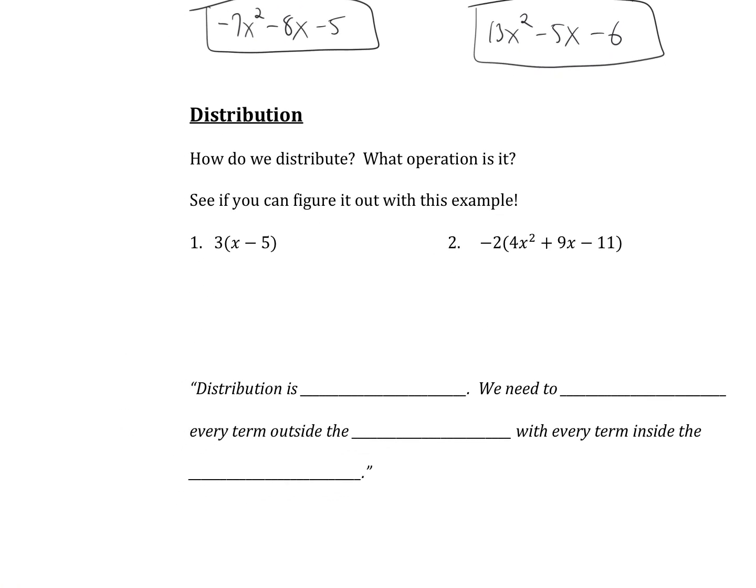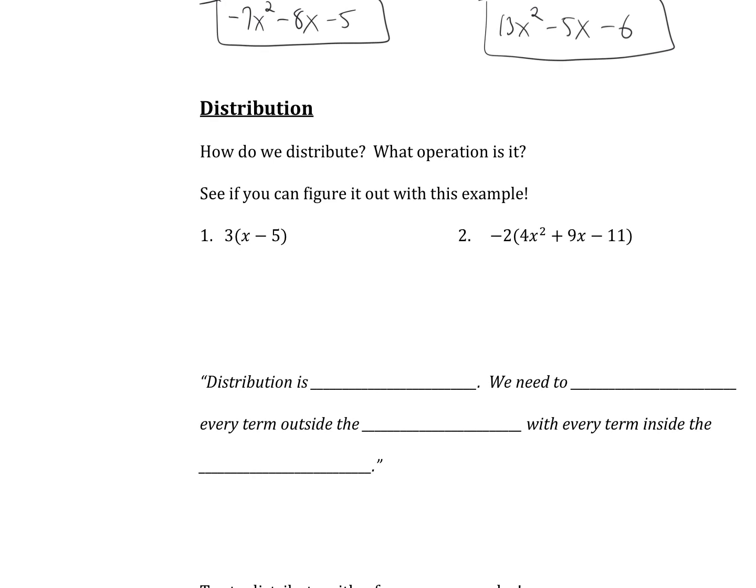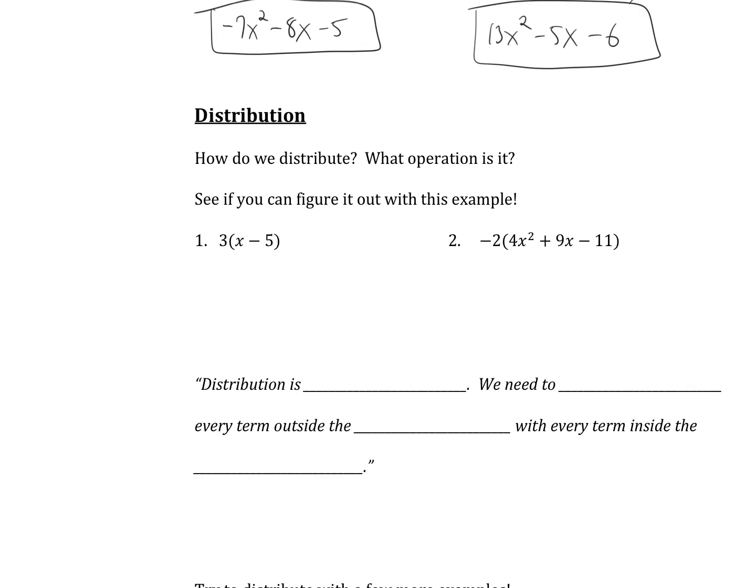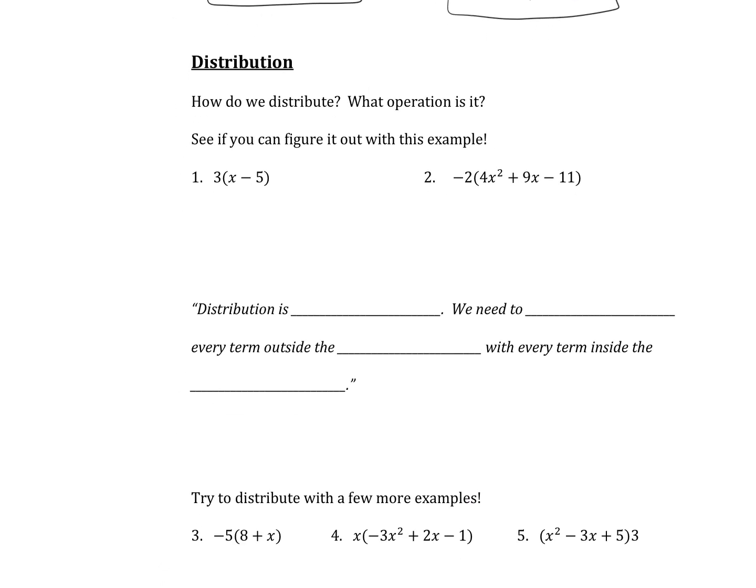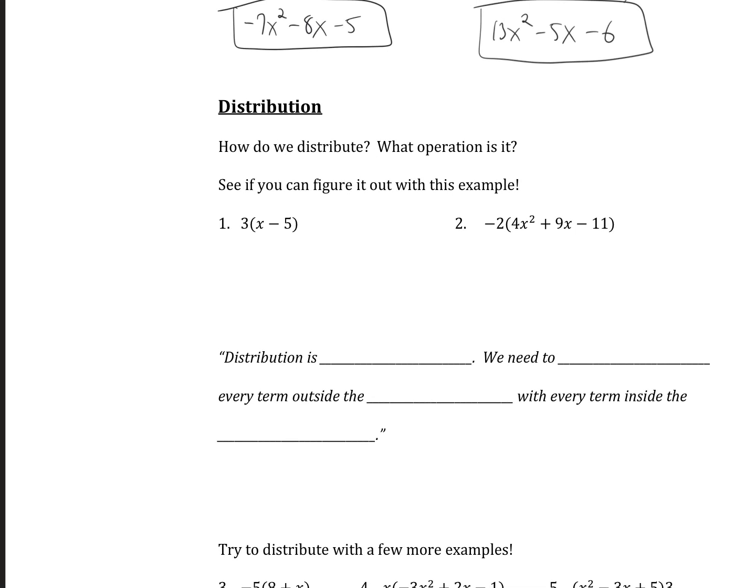Okay, moving on with distribution now. We're going to kind of combine like terms. We're going to distribute, and then we're going to distribute and combine like terms. How do we distribute? What operation is it? Why don't you guys see if you can figure it out with this example here, okay? All right, so for 1 and 2, we're distributing.